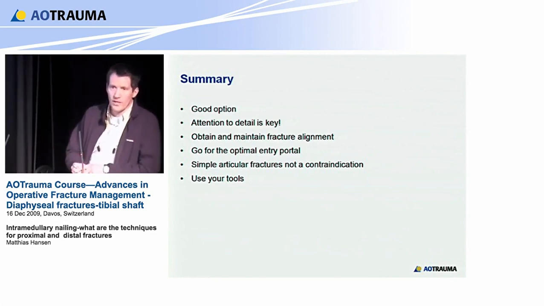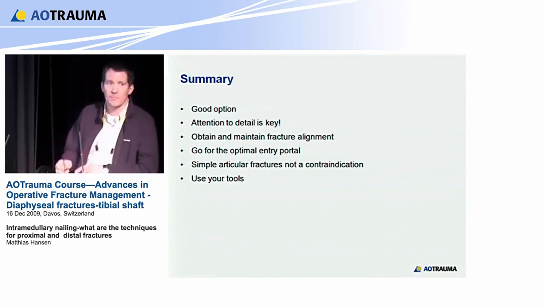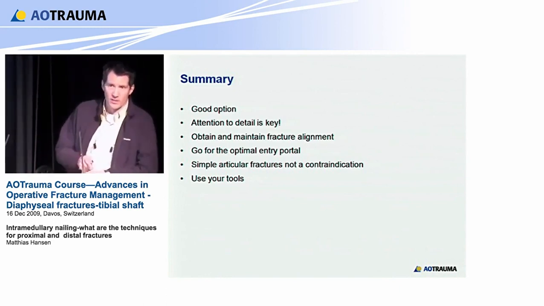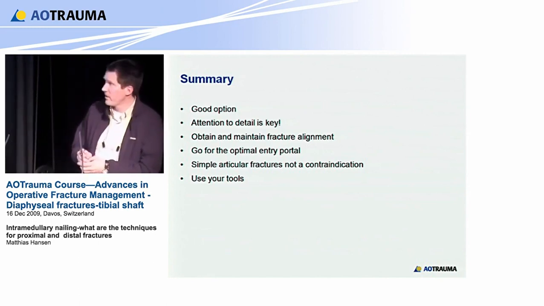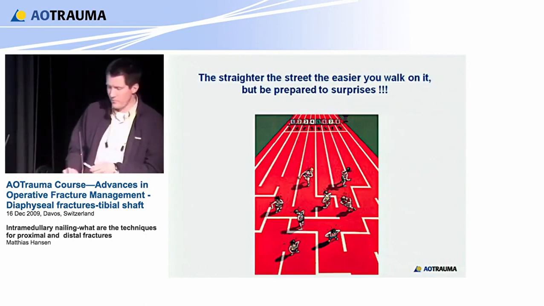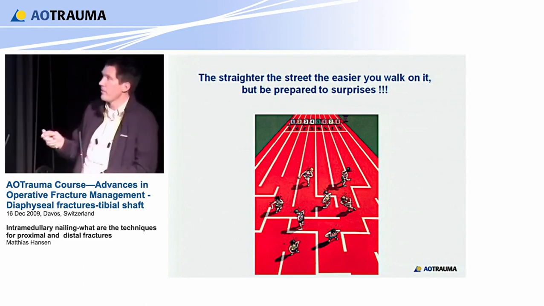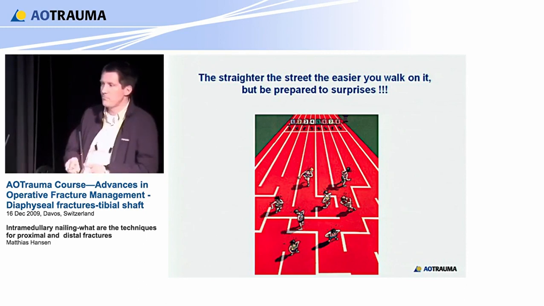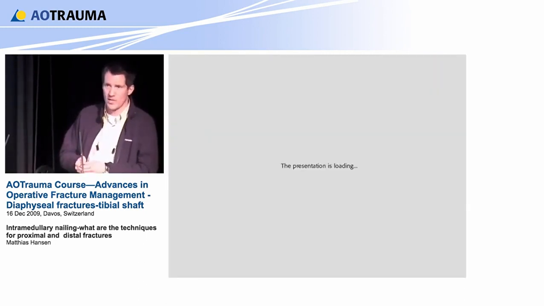If you want to get a good reduction and a good stable fixation, you have to first obtain reduction and keep it throughout your operation, and you have to go for the optimal entry portal. Simple articular fractures may not be a contraindication for this procedure, and you must use all the tools that you have for obtaining reduction and keeping reduction. Keep in mind, the straighter the street, the easier you walk on it, but always be aware and be prepared for surprises. Then you have a plan B and you can save your operation.